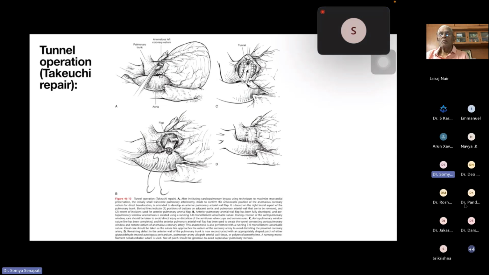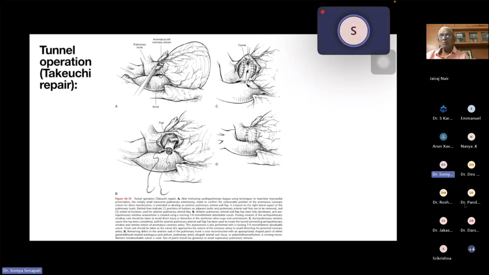In figure B, you will see the anterior pulmonary arterial flap is fully developed and the AP window anastomosis is created using a 7-0 Prolene suture. During creation of the AP window, we should take consideration that we should not indirectly injure or distort the semilunar valve because of the tension.